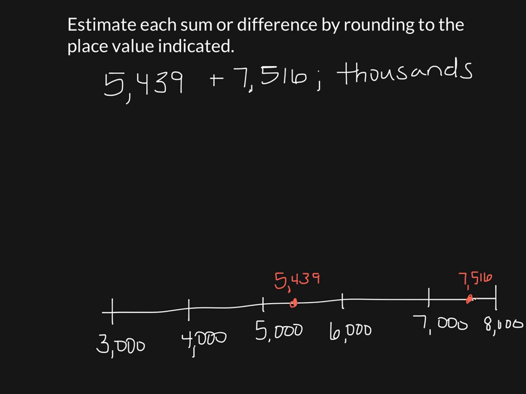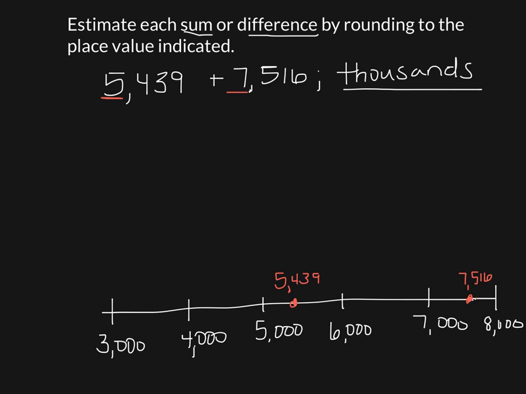Alrighty, here we go. So this is a problem you will see on your assignment. It says to estimate each sum, okay, so that's adding, or difference, subtracting, by rounding to the place value indicated. So you're going to get a problem like this one: 5,439 plus 7,516. And they want you to round this to the thousands. So now if I'm going to do that, it's going to look like this. I like to underline the place value that I'm rounding to, so that I can remind myself that that's where I'm going. So if I look at what is rounding on a number line, I drew this number line down here at the bottom of the page for you.